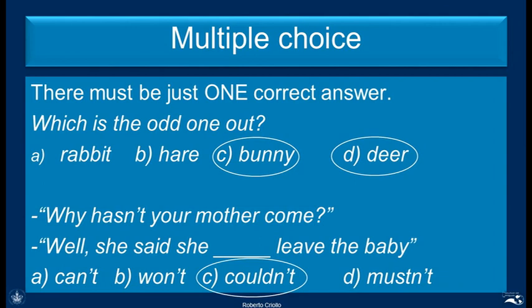But in fact, can't is also possible. Why hasn't she come? She said she can't leave the baby. That means in that moment, she can't leave the baby. So that is also possible.